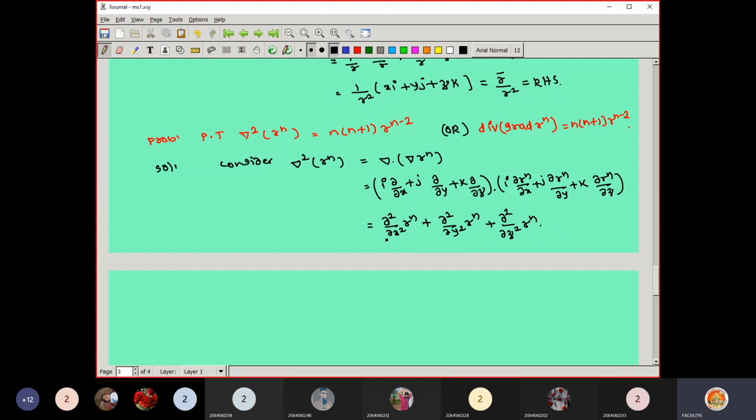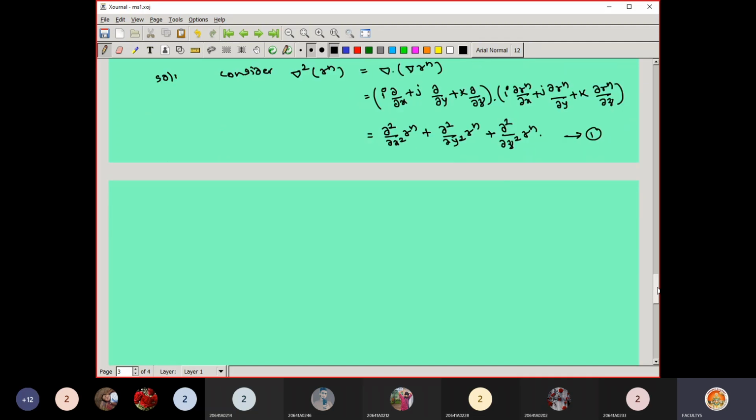Now we need to calculate ∂²/∂x² of r power n. One by one I am calculating. So this I am making as equation number 1. First you calculate one by one individually, then you substitute in equation 1, so that you will get your final answer. So I'm just calculating here. Consider, I'm taking only ∂²/∂x² of r power n.